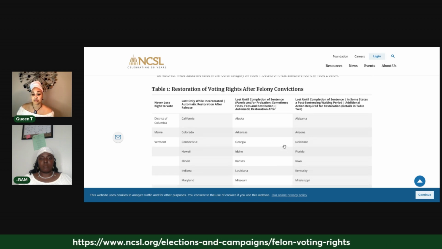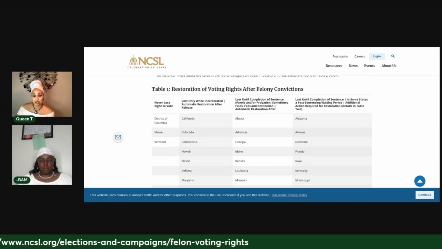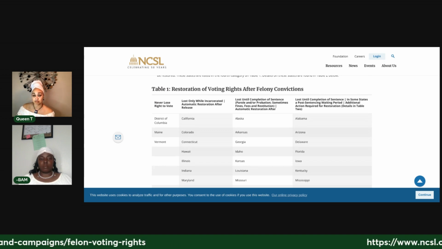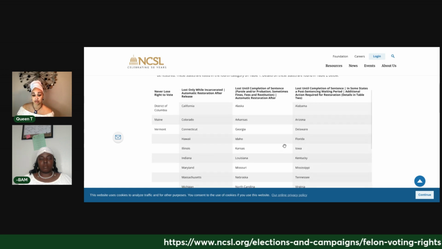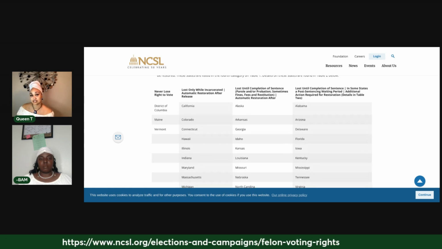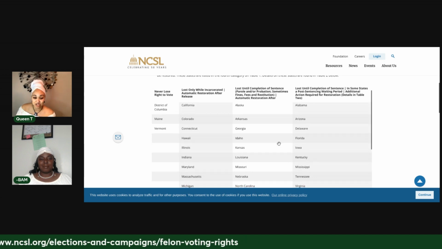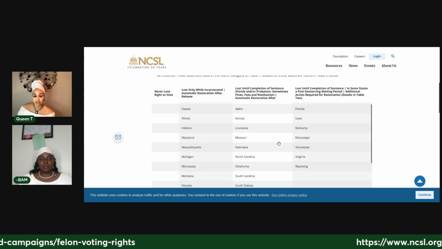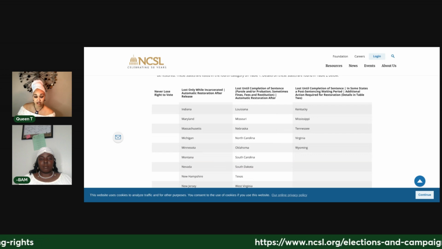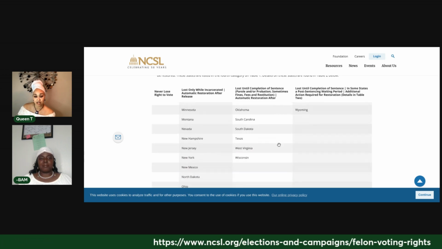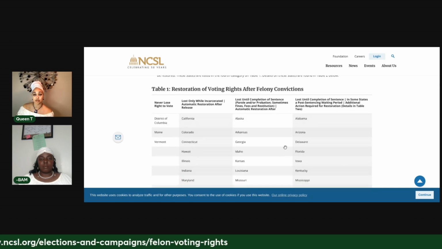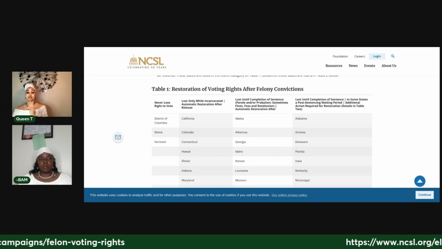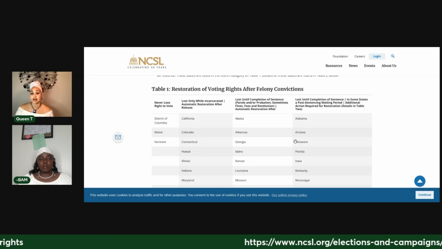In these states, the right is lost until completion of a sentence, parole, and/or probation, sometimes fines, fees, restitution, but then restored after. So if you live in these states, make sure that you follow the process so that you can be able to vote. That's Alaska, Arkansas, Georgia, Idaho, Kansas, Louisiana, Missouri, Nebraska, North Carolina, where Priestess is from, Oklahoma, South Carolina, South Dakota, Texas, West Virginia, and Wisconsin. Okay, so make sure that if you are a felon, you check to make sure everything's in a row so that your rights have been restored after you are done with parole or whatever it is.